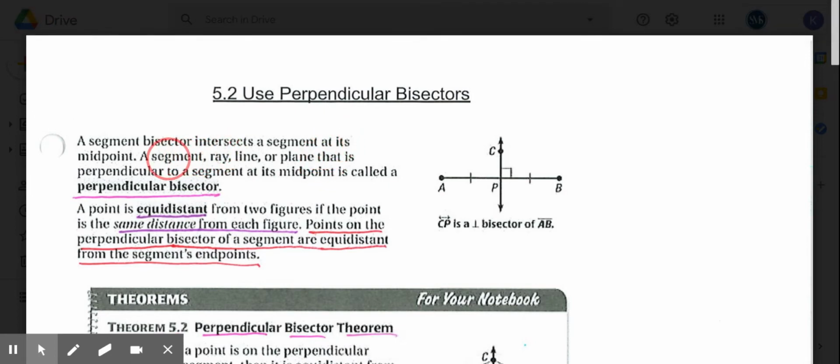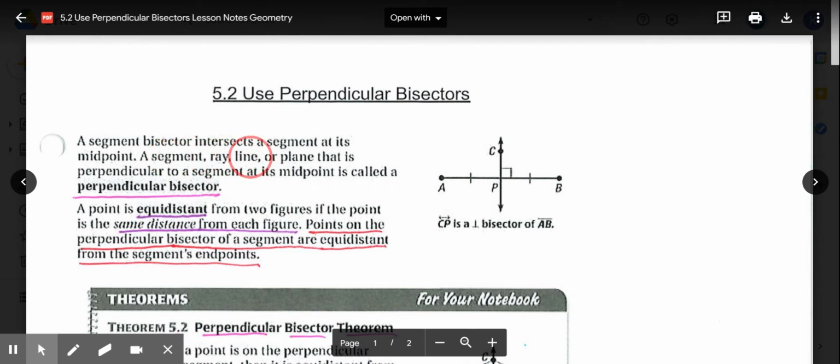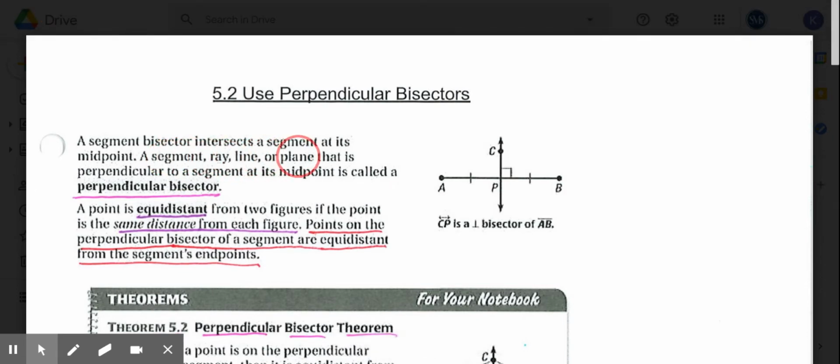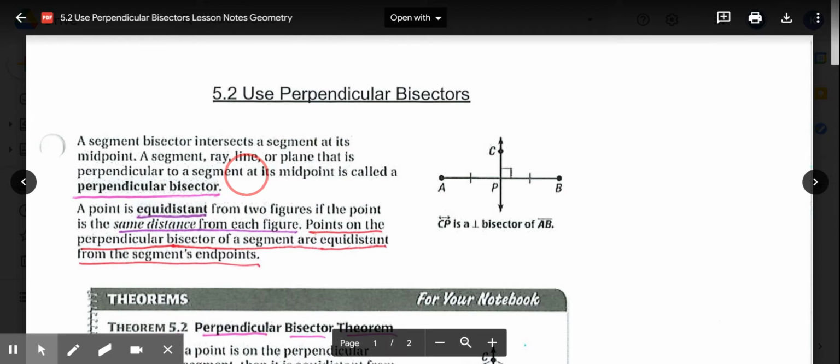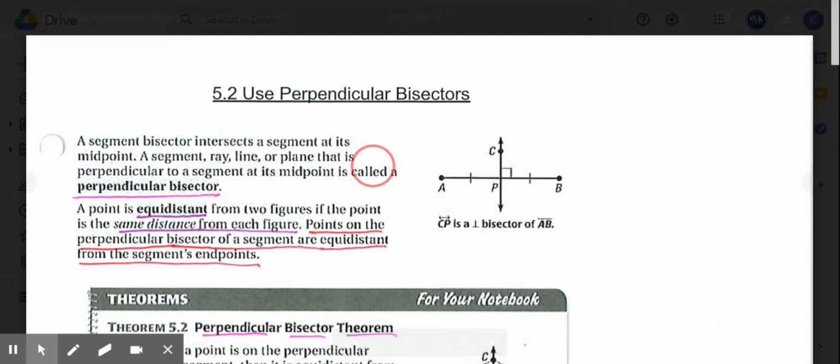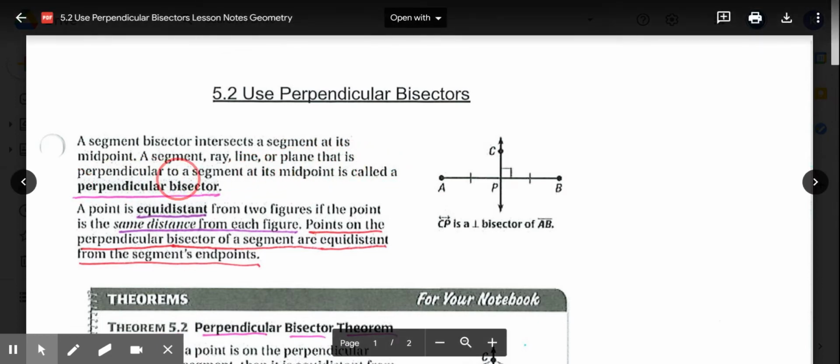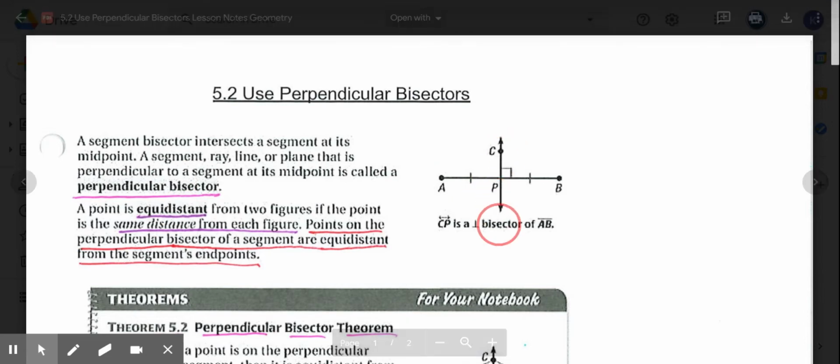So our bisector can be a segment, a ray, or a line, or even a plane that's perpendicular to a segment at its midpoint, called a perpendicular bisector. So here, line CP is the perpendicular bisector of segment AB, meaning it crosses through AB at its midpoint P at 90 degrees.